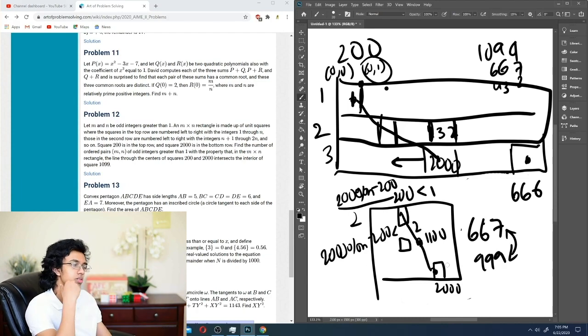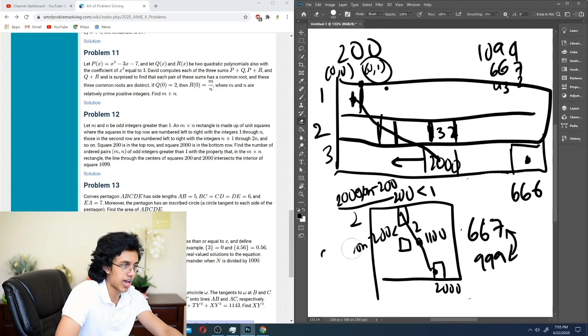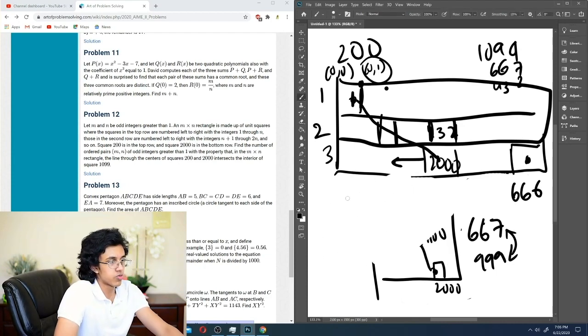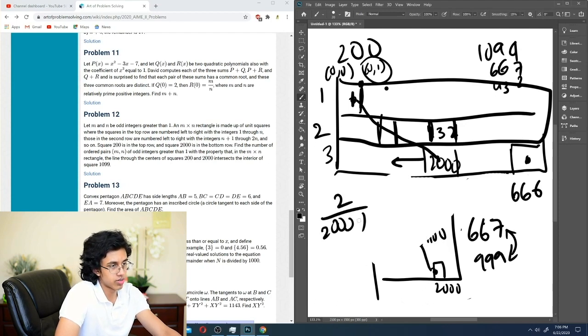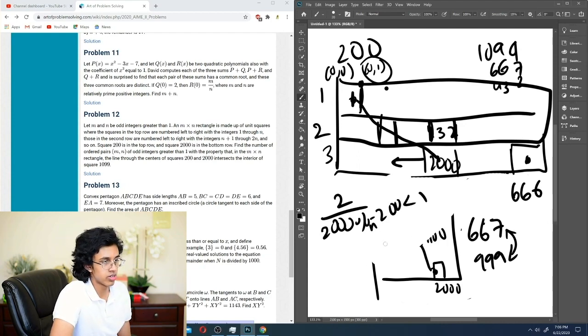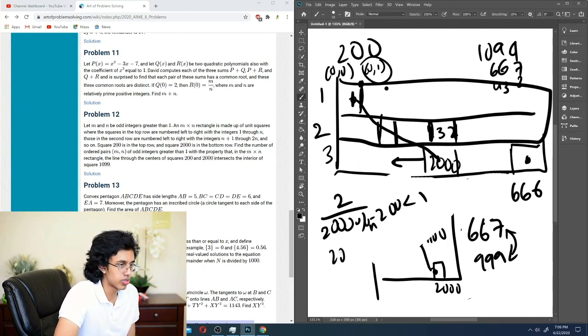Wait, what? That doesn't sound right. So 2000 mod n is how far to the right it is, and then subtract, oh wait, sorry, this is the inverse of the slope. So the actual slope would be change in y, which is 2, over change in x, which is 2000 mod n minus 200. Okay, that's what it is. And this has to be less than 1. So then essentially we know that 2000 mod n is greater than 202.